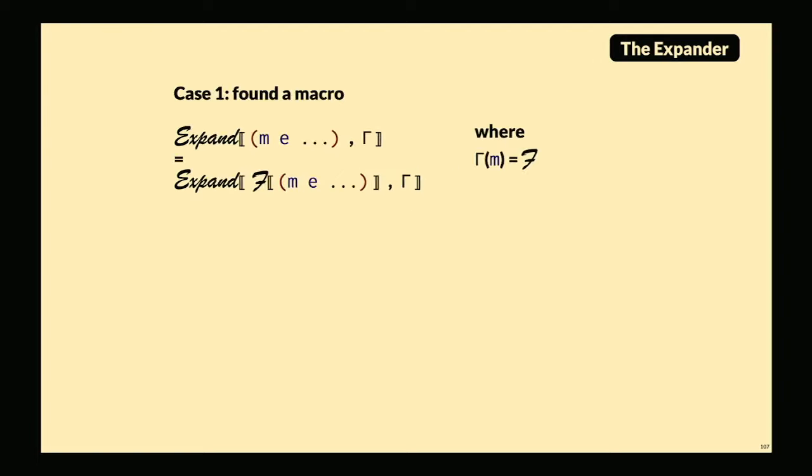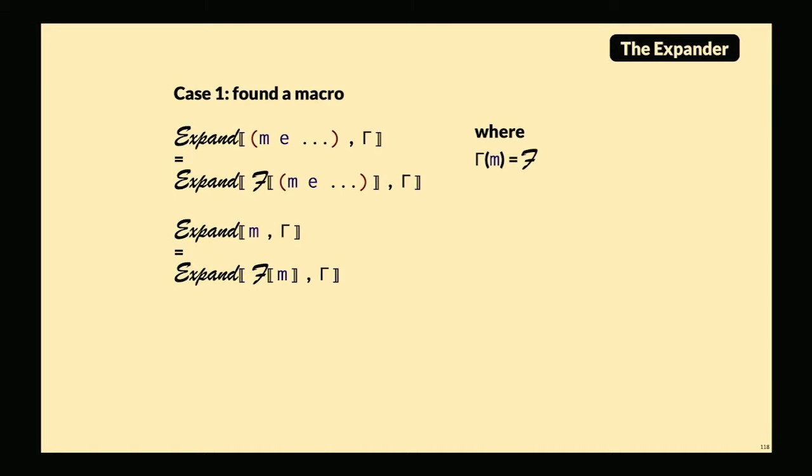Okay, so there are three interesting cases here. First case, we found a macro. So we have some expression where there's an identifier right after an open paren, and that identifier is in the domain of gamma, and we look it up and we find some function there. That's the transformation. This is going to be an arbitrary Racket function, right? It can just do whatever it wants to do. And then it's going to transform this expression. So we take this expression, give it to it, and then we just start the expansion process over again with whatever it produces. And we found it because we looked up this name in the environment.